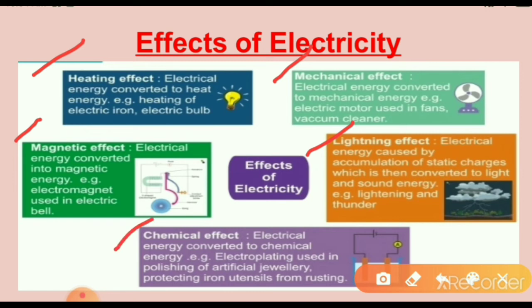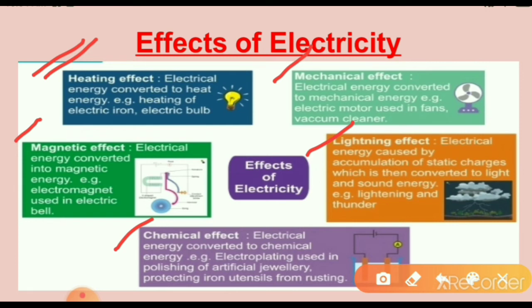First we have to discuss the heating effect. What is the heating effect? In the previous class we discussed the heating effect of electric current. In this heating effect, the electrical energy is converted to heat energy. For example, an electric iron and an electric bulb. Why are these examples of the heating effect of electric current?